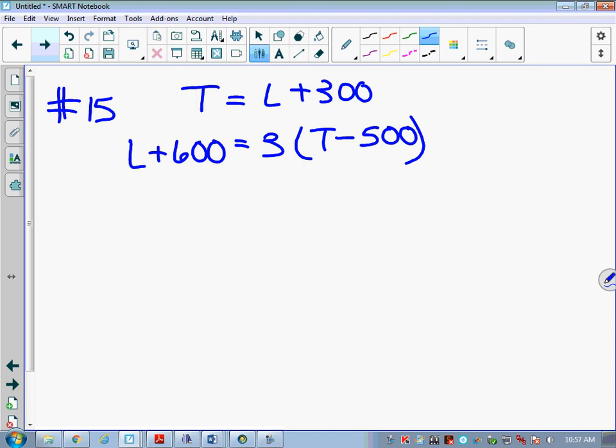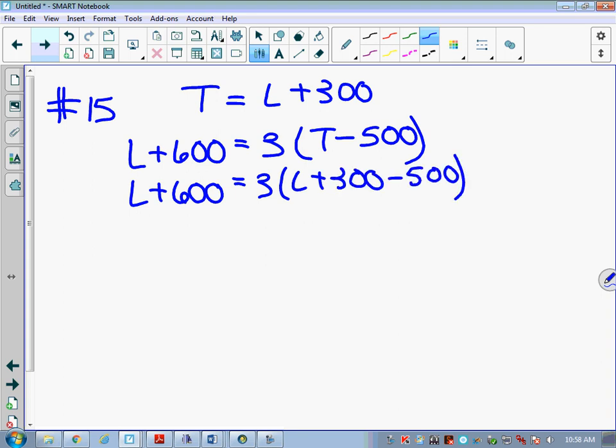Yep. Okay, so the next thing we're going to do is go ahead and distribute that 3. L plus 600 equals 3. And actually what I'm going to do is, because I want to get rid of a variable, substitute in L plus 300 in there for T, for Thor. Okay? So L plus 600 equals 3 times L plus 300 minus 500, which is negative 200. So we're going to get 3 times negative 200, which should be what, negative 600?